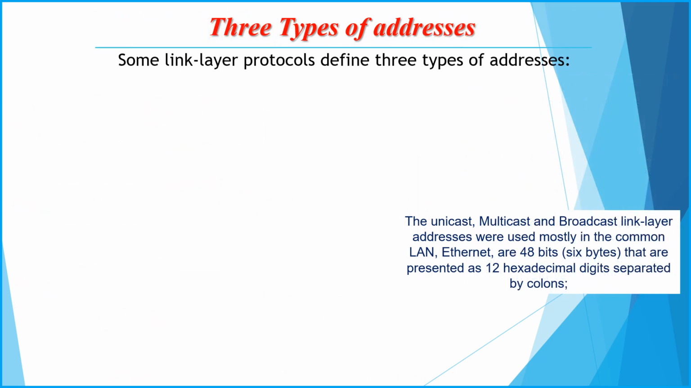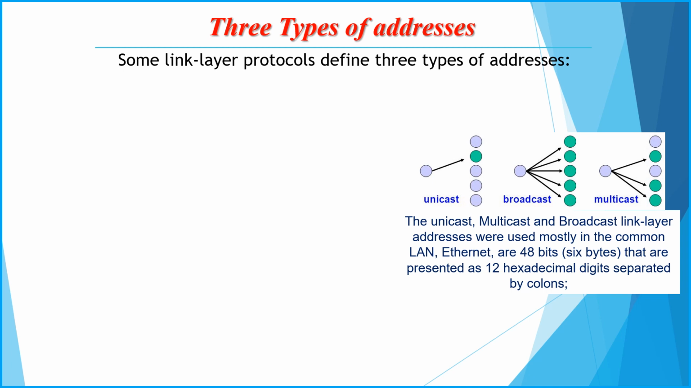We will see about three types of addresses. The unicast, multicast and broadcast link layer addresses are used mostly in the common LAN Ethernet, which are 48 bits, that is a total of 6 bytes, presented as 12 hexadecimal digits, separated by colons.